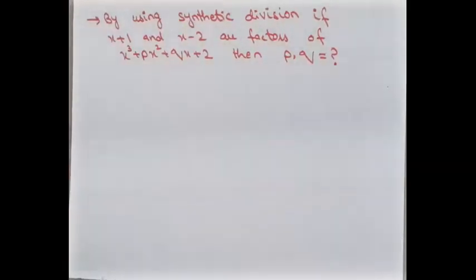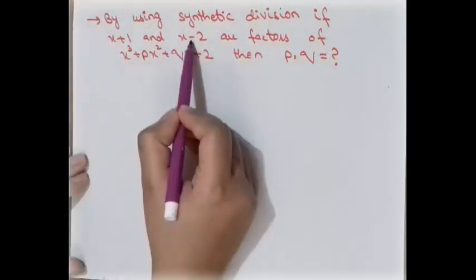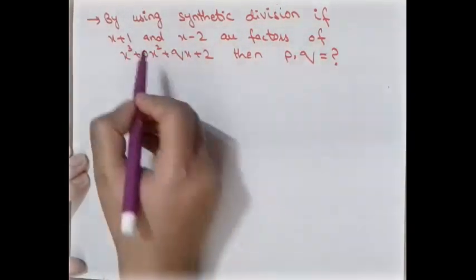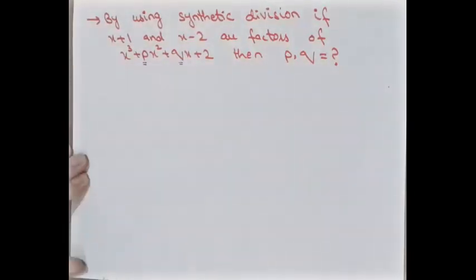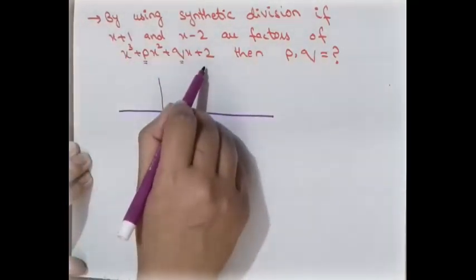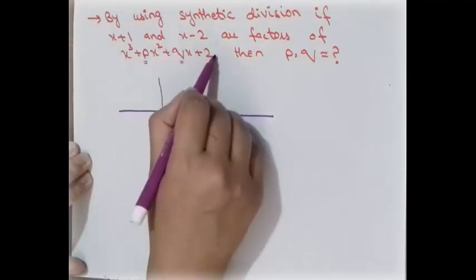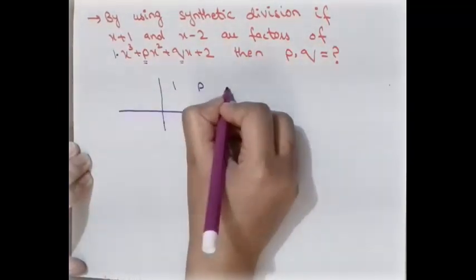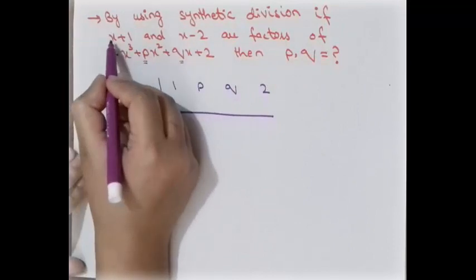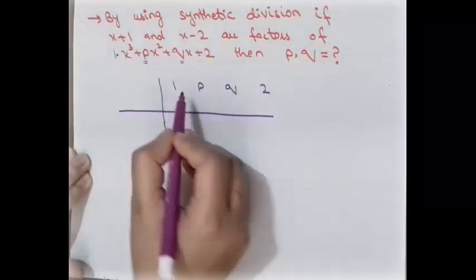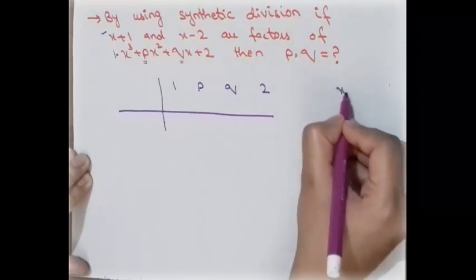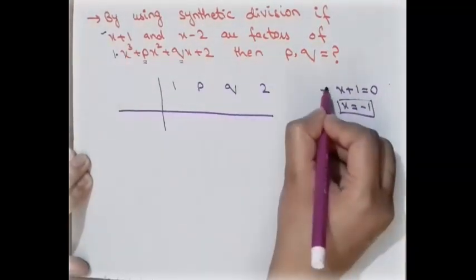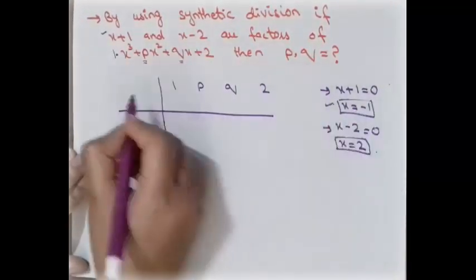So here is our question: by using synthetic division, x plus 1 and x minus 2 are the factors of this polynomial, and we are required to find the values of the unknown coefficients p and q. The terms are in descending order: x cube, x square, x and x naught, which is equal to 1. The x cube coefficient is 1, x square is p, x is q, and the constant term is 0. As x plus 1 and x minus 2 are the factors, first of all we pick this one. If we set it equal to 0, we get a value of minus 1, and the other is x minus 2.